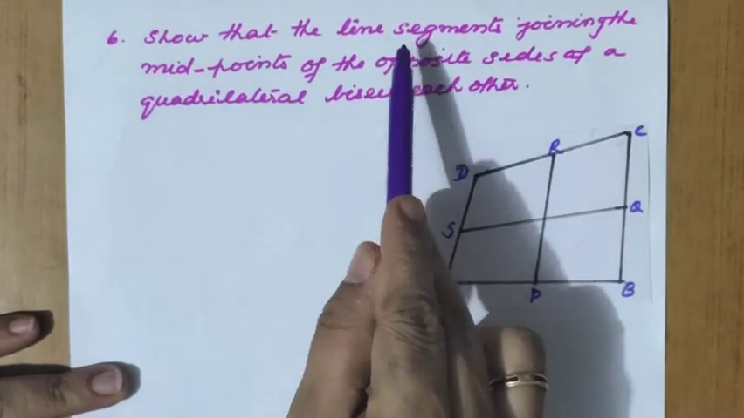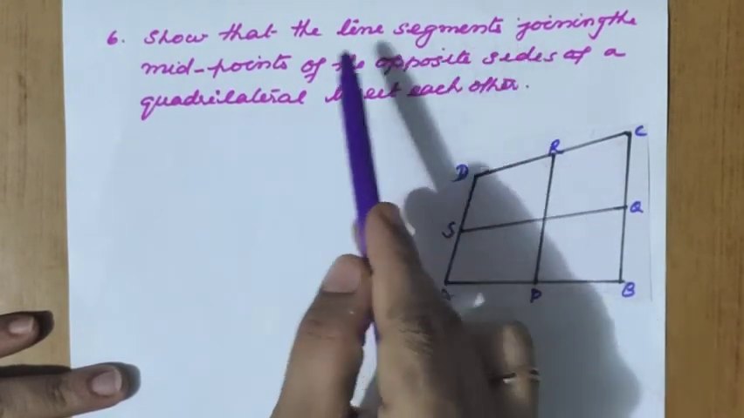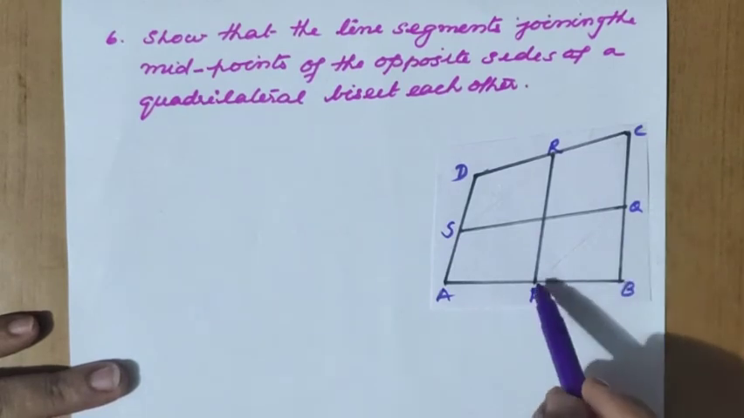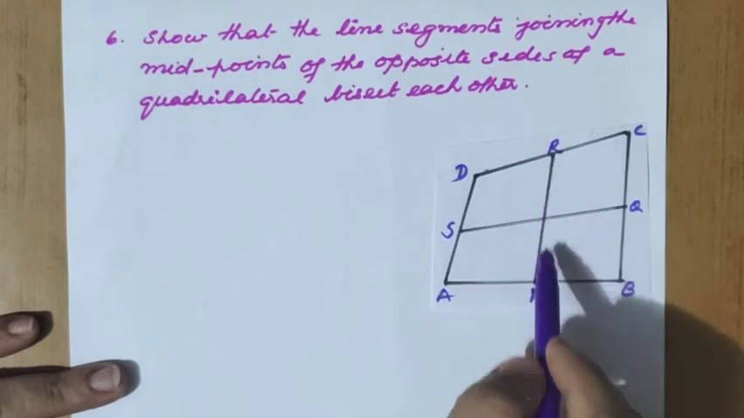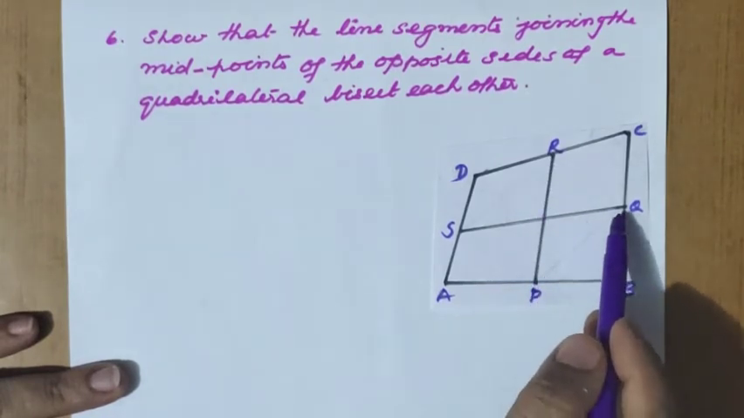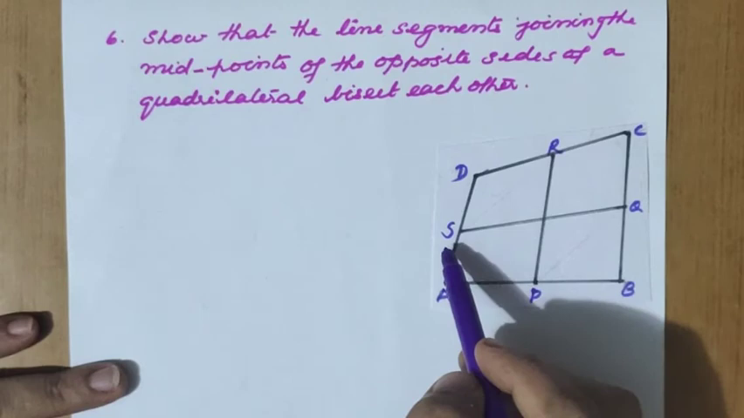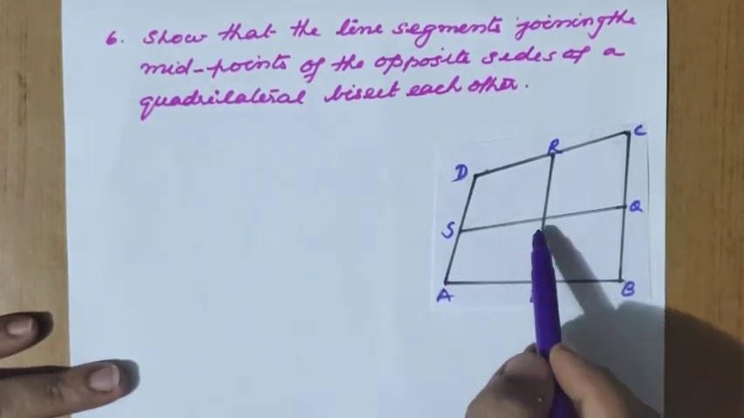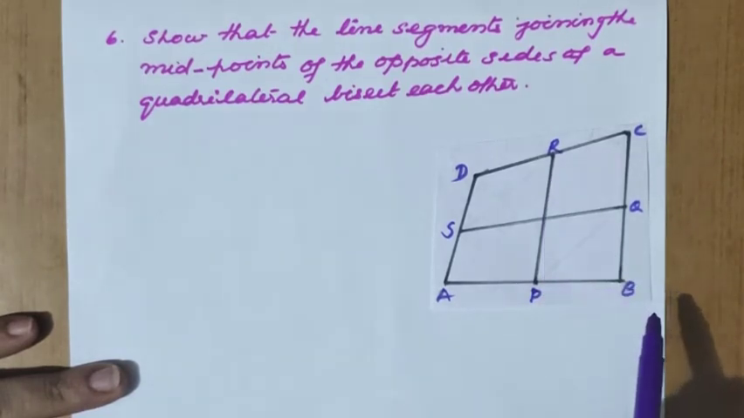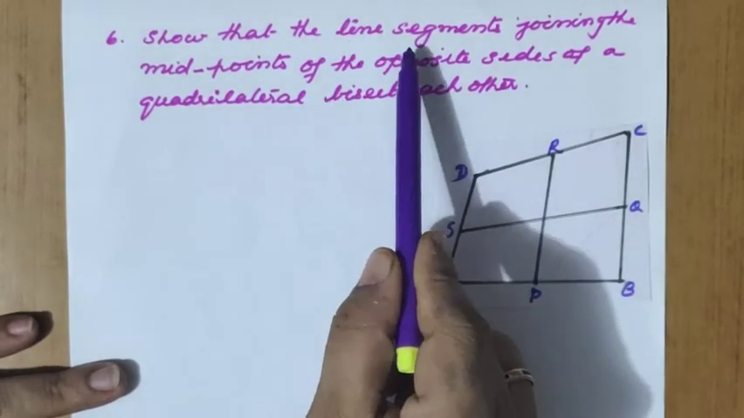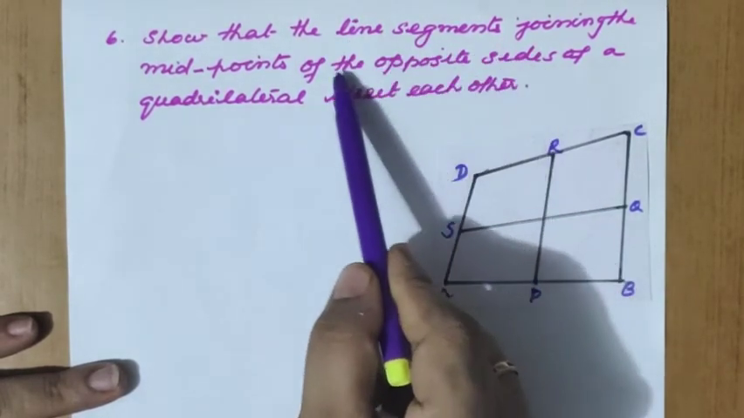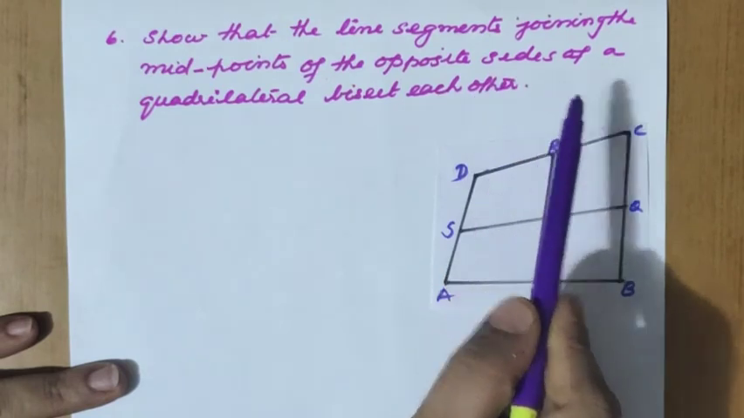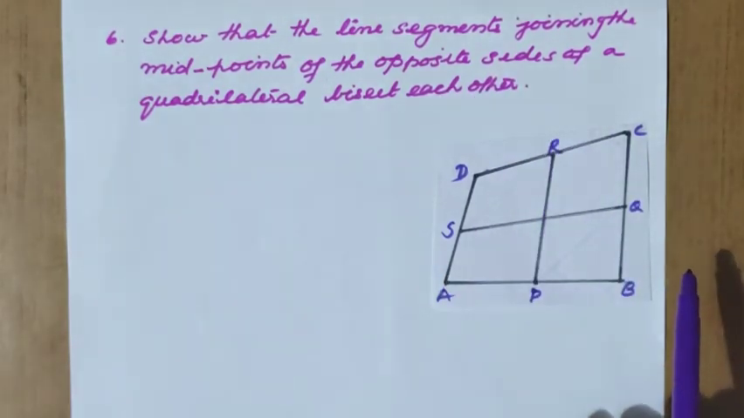Now what is given? The line segments joining the midpoints of opposite sides. Which sides are opposite? AB and DC, whose midpoints are P and R. PR is joined. The next opposite sides are BC and AD, whose midpoints are Q and S. So now we have to prove that SQ and PR bisect each other. Understood the meaning of the question? Show that the line segments joining the midpoints of opposite sides of a quadrilateral bisect each other.